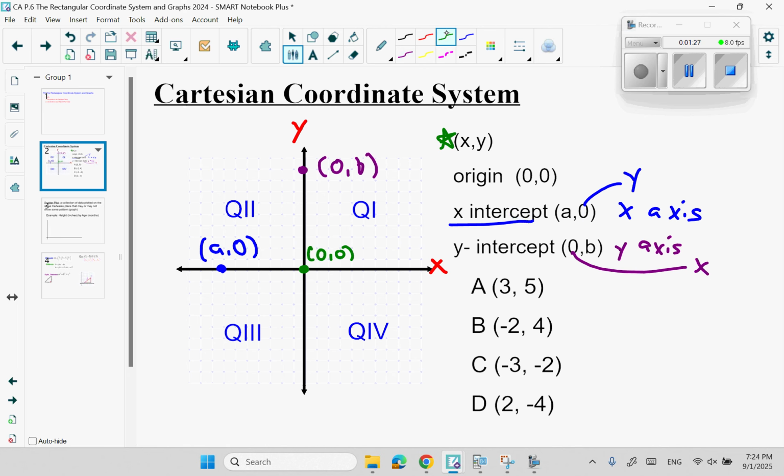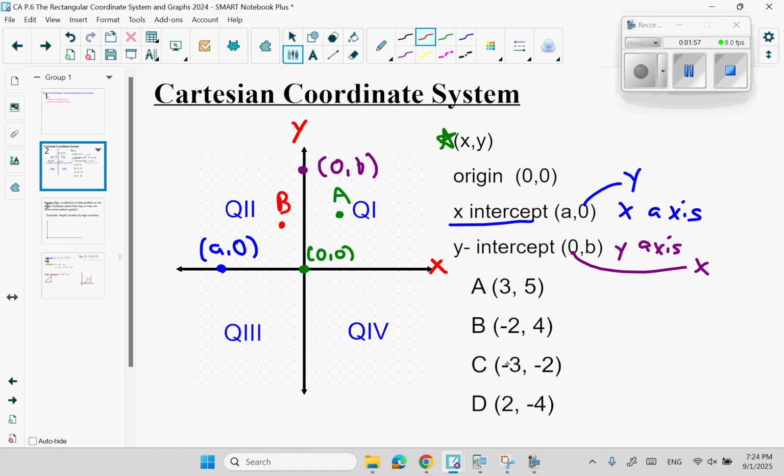Otherwise, we can plot some points from there. So for example, A being (3, 5). So 1, 2, 3, then 1, 2, 3, 4, 5. That would be A right there. B being (-2, 4). 1, 2, then 1, 2, 3, 4 would be our B. Over 2 down. Oh, sorry, that's negative 2, positive 4. 1, 2, 1, 2, 3, 4 would be our B.